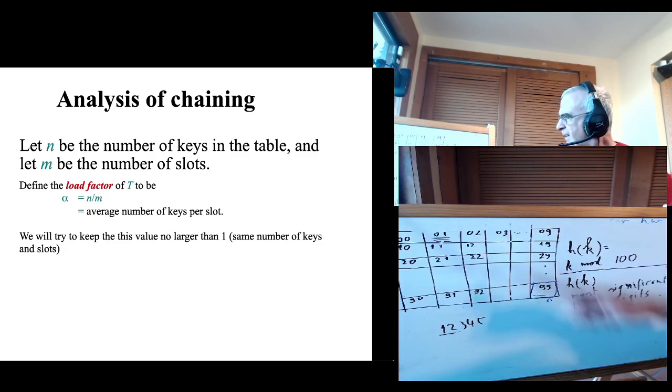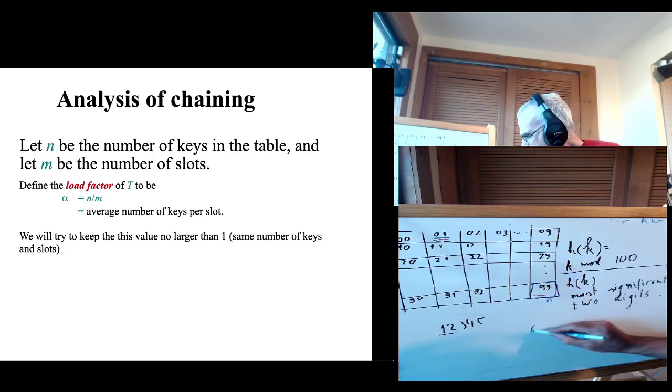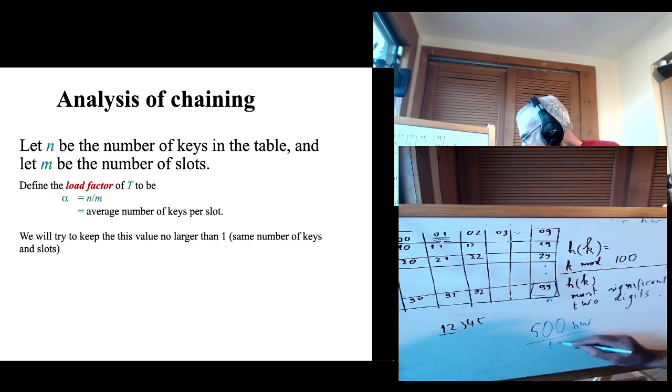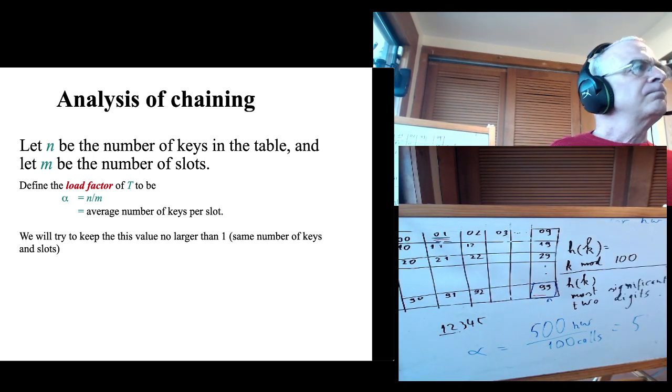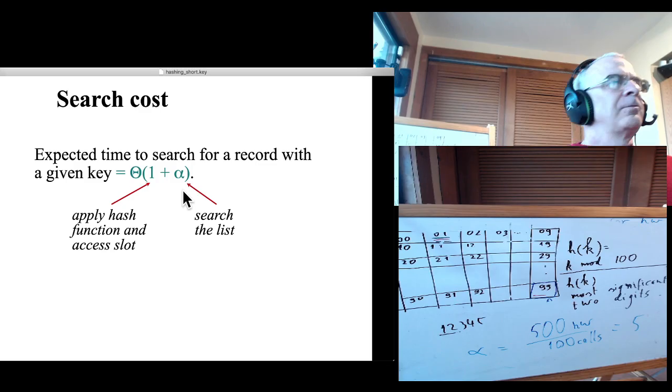I had 500 homeworks that I had to return, divided by, say, 100 cells. So alpha in this case was 5. Okay, what is therefore the search cost?